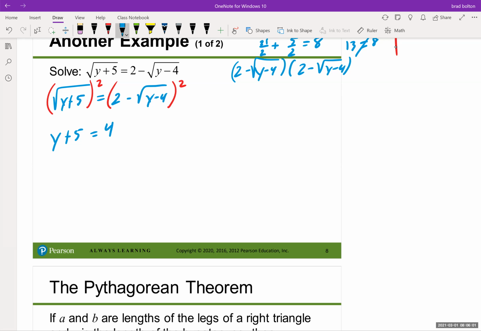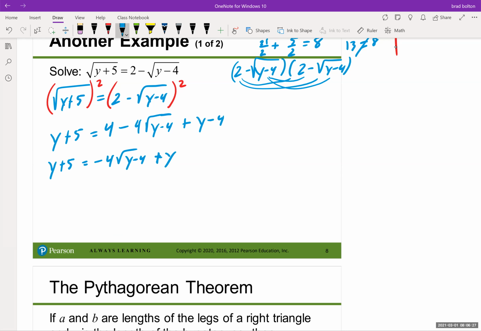This will be 4 minus 4 square roots of y minus 4 plus y minus 4. All I did was do this and this, and this is what I end up with. So now let's clean this up. y plus 5 equals, what is that? Negative 4 square root of y minus 4 plus y, right?